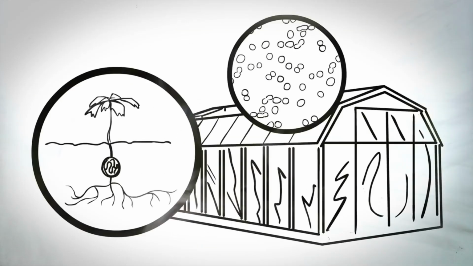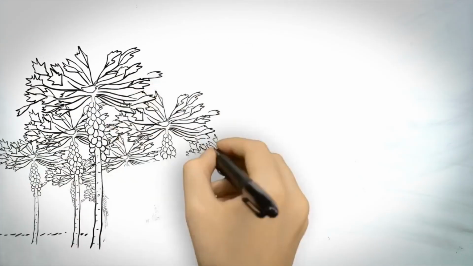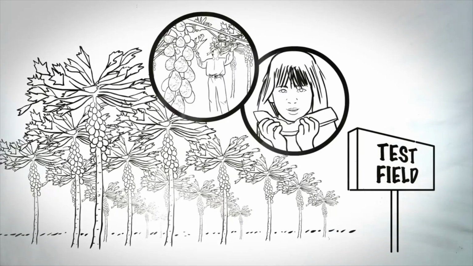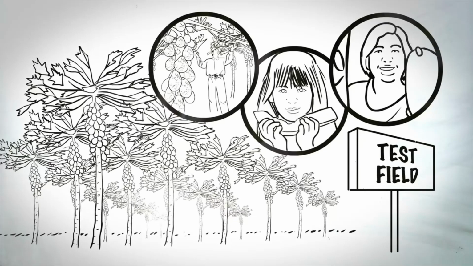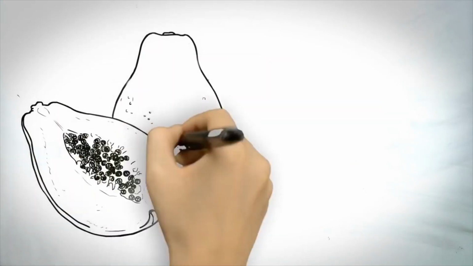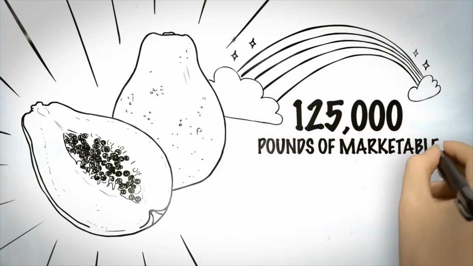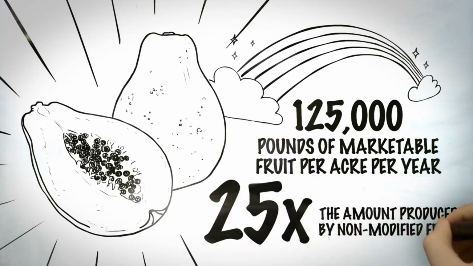The final step was to plant the seeds and carefully test the resulting plants. One line of plants demonstrated consistent resistance to the virus. After several years of testing, it was determined that this line performed well on the farms, was safe for people to eat, and was of commercial quality. Success was achieved. One variety of transgenic papaya, the rainbow, yielded about 125,000 pounds of marketable fruit per acre per year, 25 times the amount of fruit produced per acre by a non-GM variety infected by PRSV.